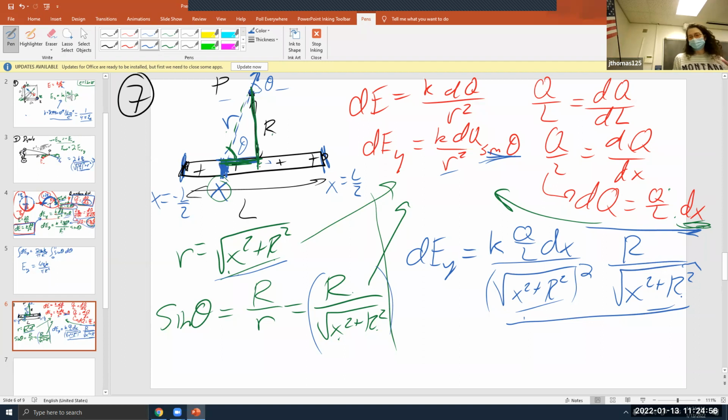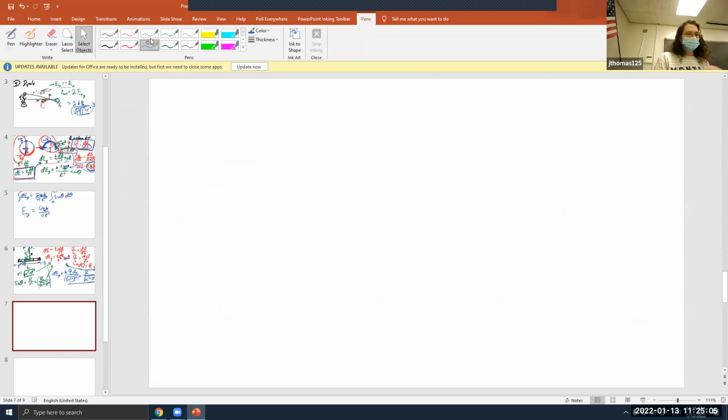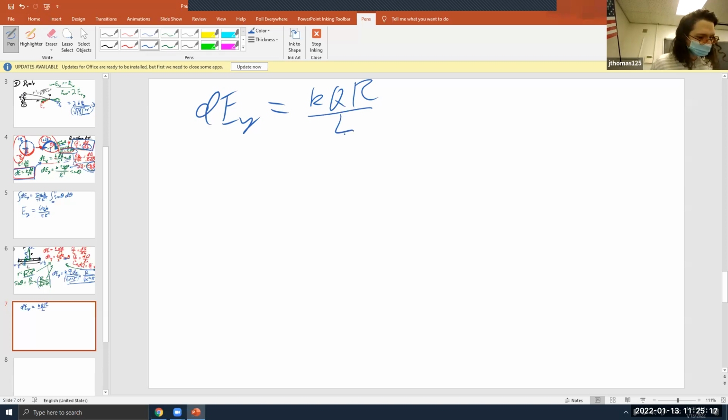Don't waste your brain power trying to figure out exactly how that worked. But on the next page, I'm going to go ahead and write down what the actual integral looks like. So we'll have dE sub y is equal to, pulling the constants out front, my constants are k, big Q, big R over L. And then what we'll be left with is 1 over x squared plus r squared to the 3/2 dx.